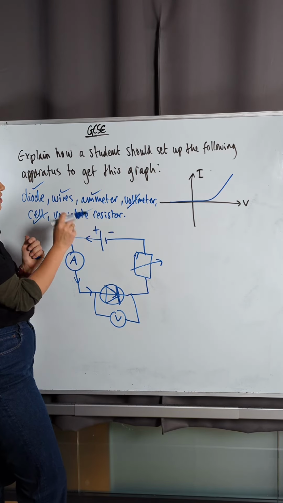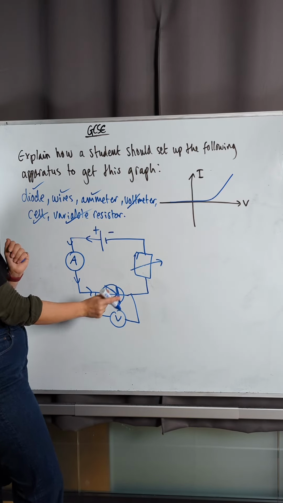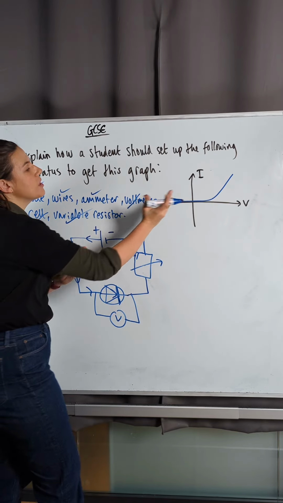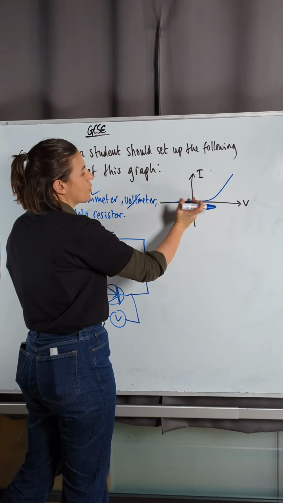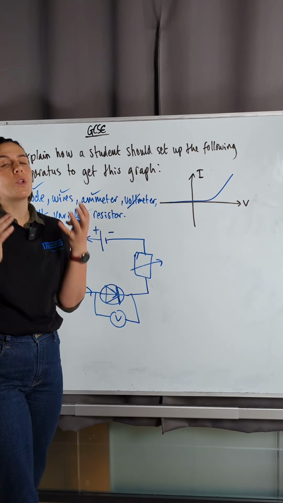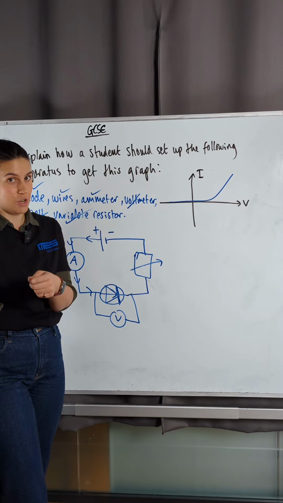Right, I'm going to vary the value of my variable resistor. That's going to vary the current, and I can take the recordings for current and potential difference. Then, this is a bit that lots of students forget, but that would give me that positive side of the graph. I also need to get this negative side of the graph as well, because a diode will only allow current to flow through in one direction, okay?